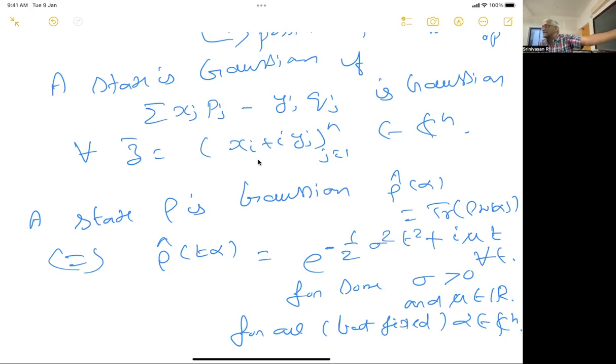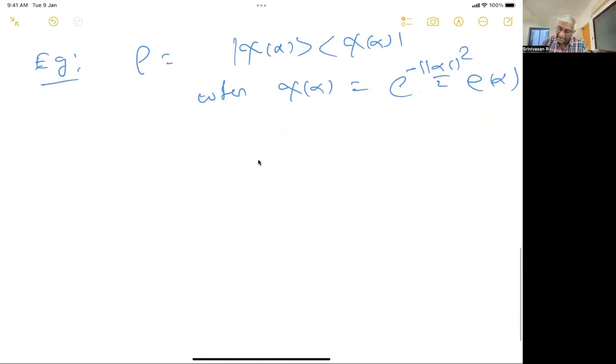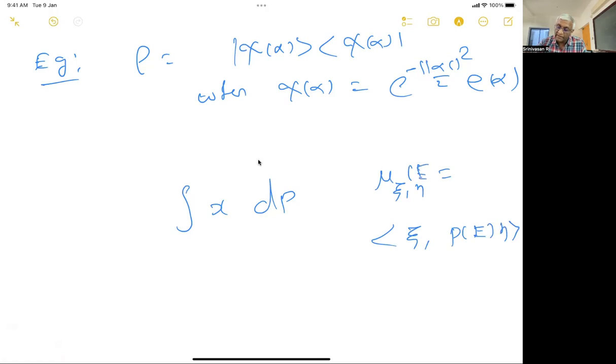So if and only if this holds. I asked you to write this as an assignment. The proof is not difficult. First thing you have to know is the spectral theorem, which gives the following. If you have a state rho, the spectral theorem says that the operator can be written as an integral x dP. Then you can define mu xi eta, where xi and eta are vectors in H, by taking P of xi eta. I hope you have done it.